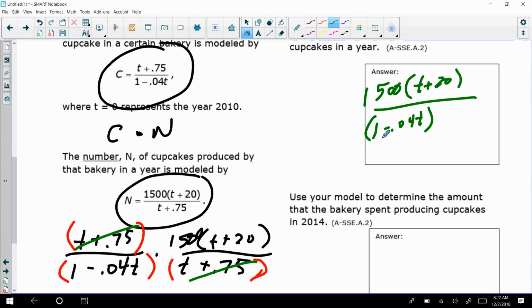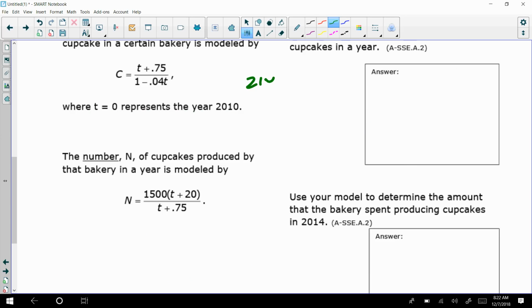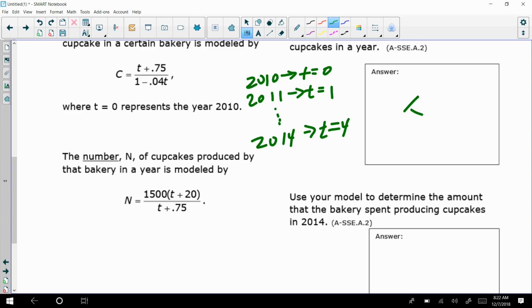So it says, now use that model. So we would need to use this answer down here to figure out how much they spent in 2014. So right here, in this line, they say that 2010 is t equals 0. So that means that 2011 must mean t equals 1. And they want us to go all the way to 2014. So that means that t equals 4. So we would have to use the answer that we had right here and just plug in t equals 4.